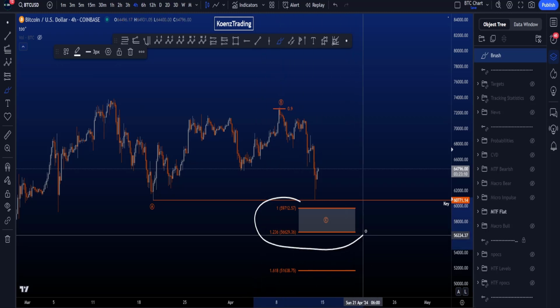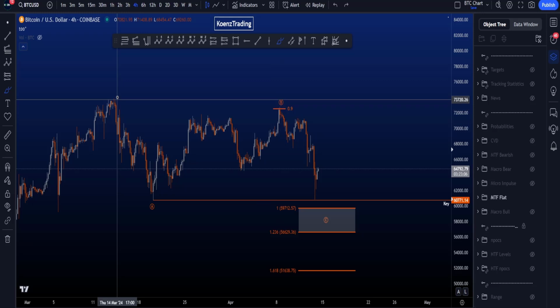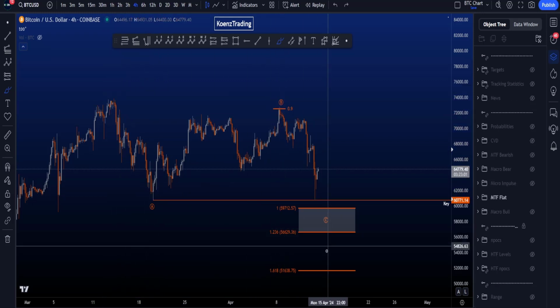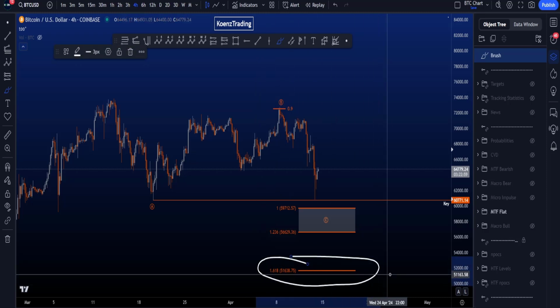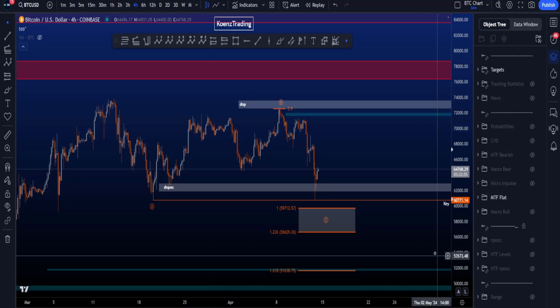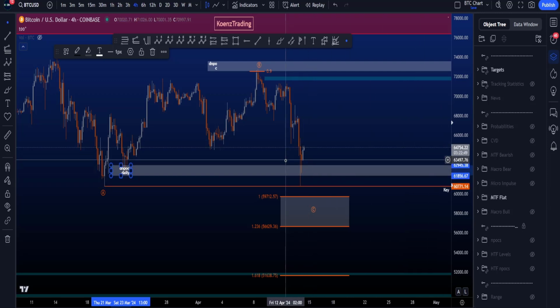The common target area for a wave C in a regular flat is between the 1 and the 1.236, taken from the high to the low of A to the high of this wave B, and an extension target is the 1.618 at 51.6k. When we look at support, then currently we are on the target box over here, 61.8k, 62.9k, giving a little bit of a reaction here locally.